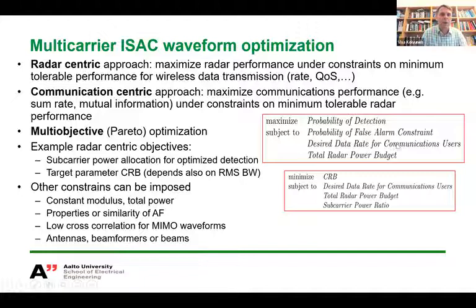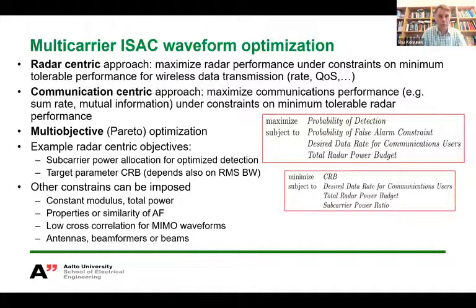Once you have this multi-carrier model, you can, of course, optimize these waveforms for the current channel and interference scenarios. These optimization problems can be written so that they are either radar-centric, where the idea is to maximize the radar performance under constraints on minimum tolerable performance for the wireless data transmission. For this data transmission, data rate, sum rate, or quality of service are typical criteria, and the radar part depends on the radar task at hand. If the design is communication-centric, you would maximize the communication performance. Again, you could use sum rate or mutual information, or some of the quantities I mentioned above, and then you would impose constraints on the minimum tolerable radar performance.